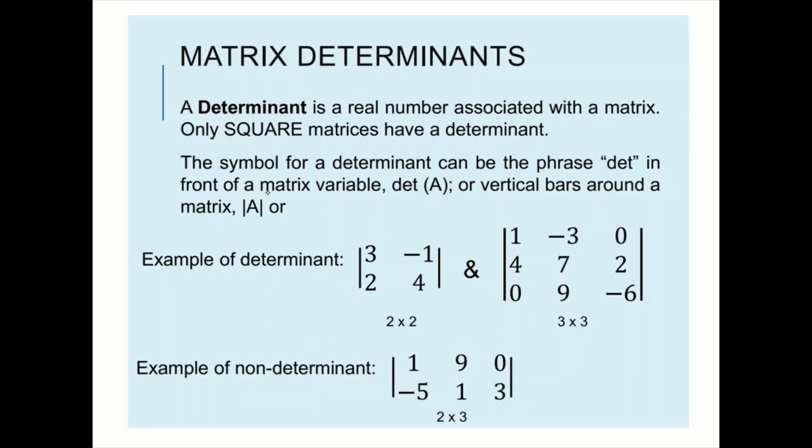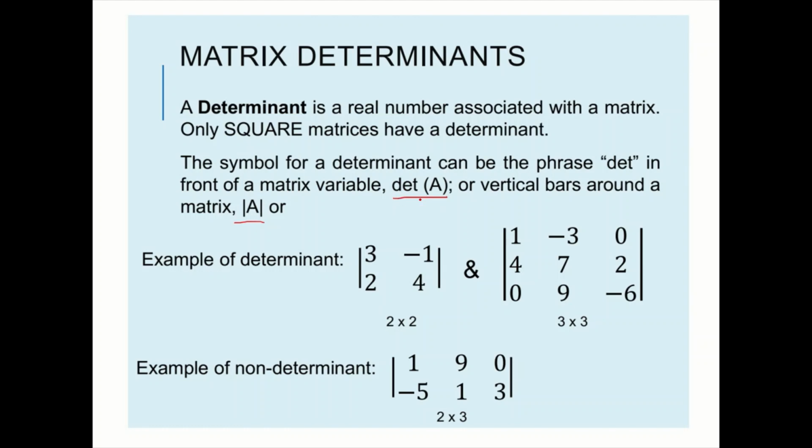Next, we are going to learn how to find the determinant of a matrix. Now, the determinant is a real number associated with a matrix. Only square matrices have a determinant. Now the determinant, this is the symbol we use: two straight lines, or modulus sign. Or we can use this symbol, DET, then bracket A, which stands for determinant of A.